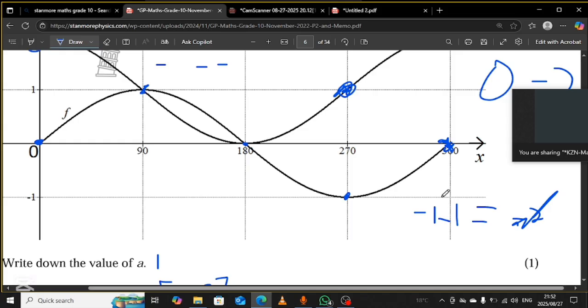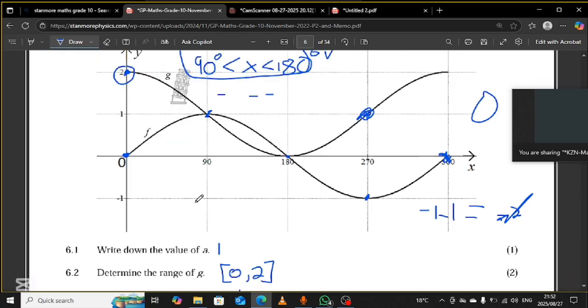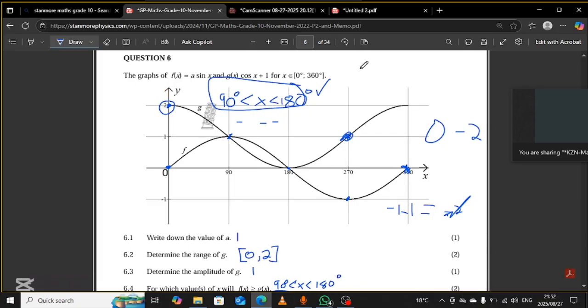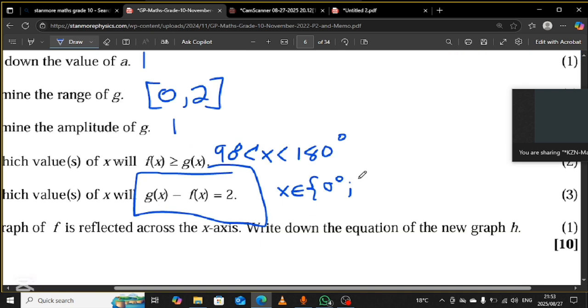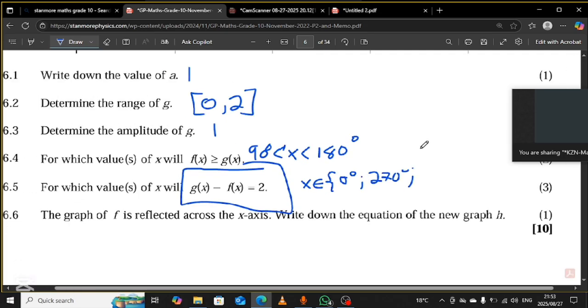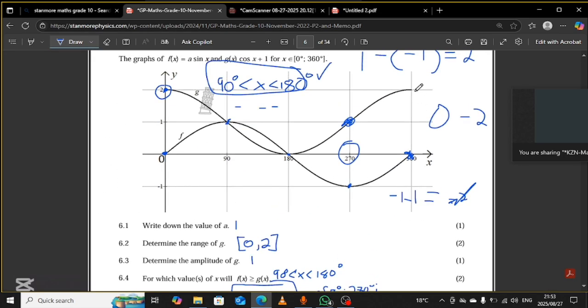And then coming here now, we are going to say g of x. What is g of x? G of x is 1 minus, open bracket, 1 minus negative 1, which equals 2. And then we can see that x is equal to 270 right here, right? Then we go back here and put 270 degrees. Then we are going to look for the other one. The other one is going to be 360.